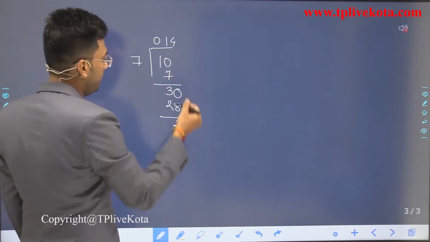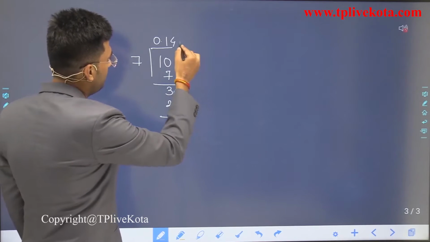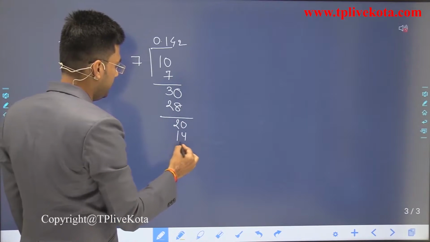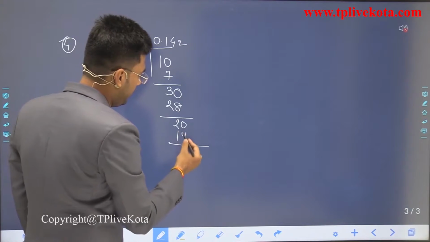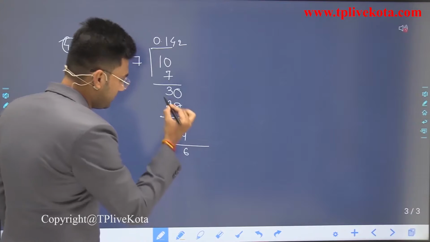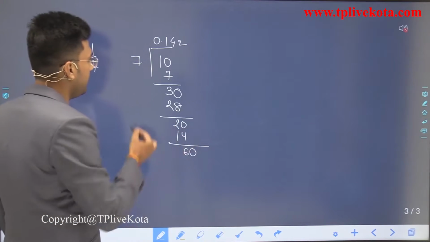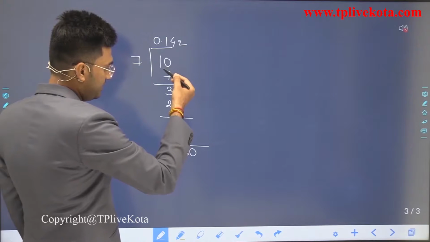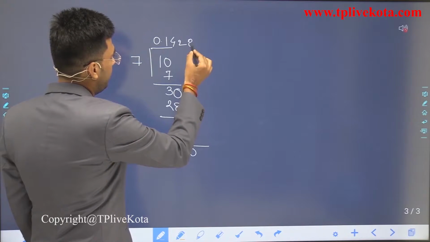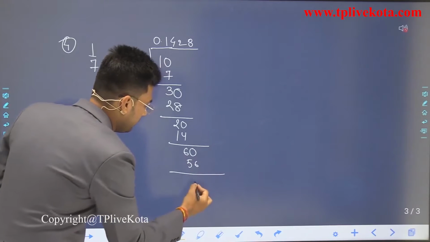Now 7 divides 20 two times, then it is 14. Then the difference of 20 and 14 is 6. Now it becomes 60, and 7 divides 60 eight times, 8 sevens are 56. Now the difference is 4.